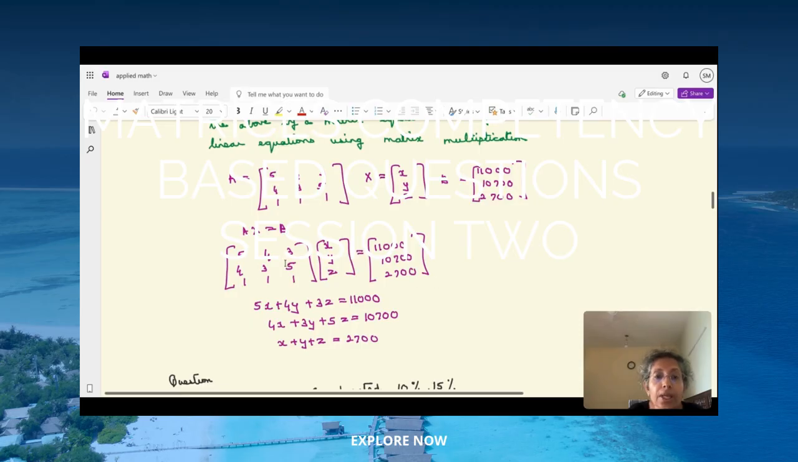So when you multiply, you get 5x plus 4y plus 3z equal to 11,000. 4x plus 3y plus 5z is 10,700. X plus y plus z is 2,700. So this is competency based questions in matrices session 2.